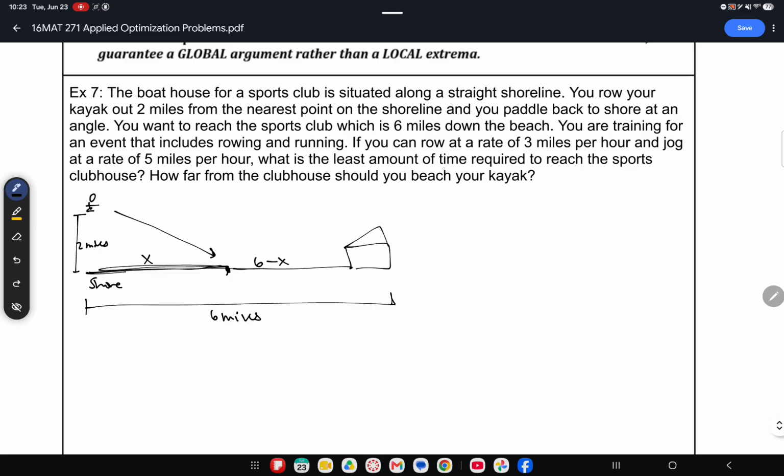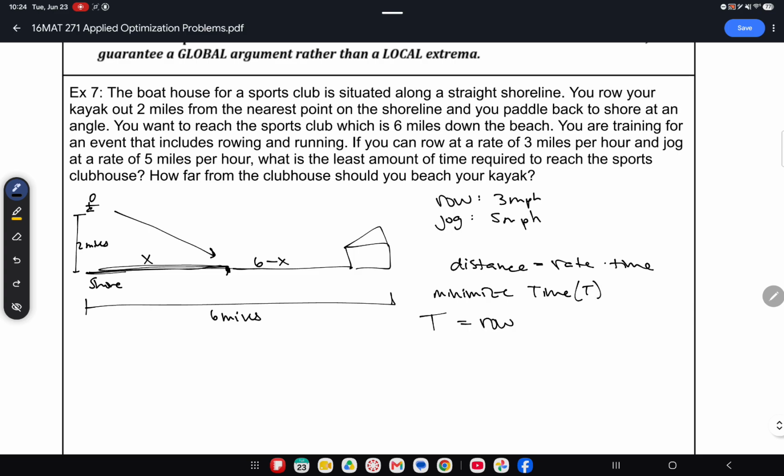All right, what else do we know? I know my rowing rate. I can row at 3 miles per hour and jog at 5 miles per hour. Okay, so what else do I know? I know that distance is rate times time. And I know I want to minimize my time. And my time is made up of rowing and jogging, right?